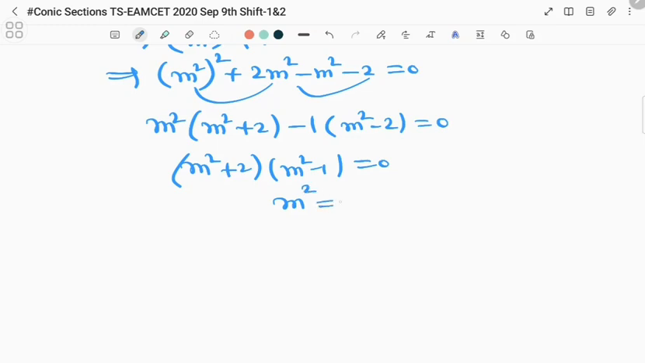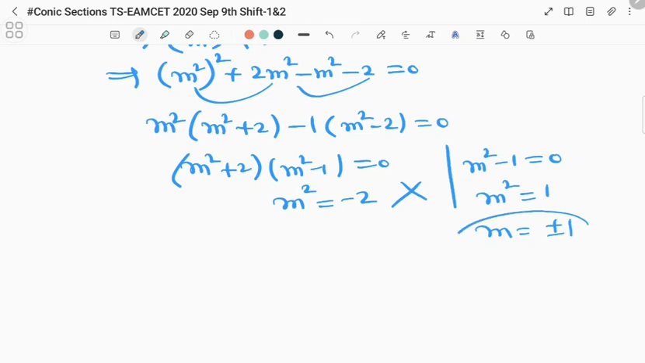m square equal to minus 2 is not possible. So what should be possible? m square minus 1 equal to 0. m square equal to 1. m is equal to plus or minus 1.